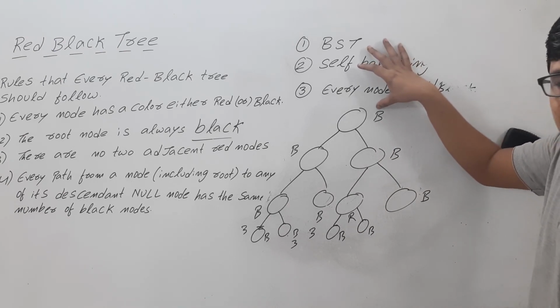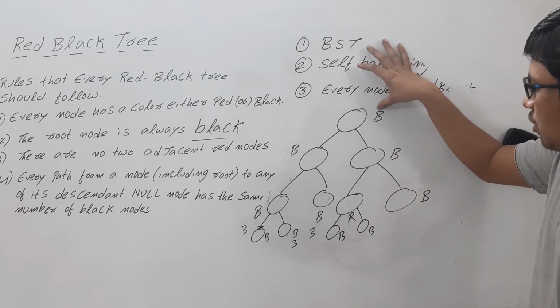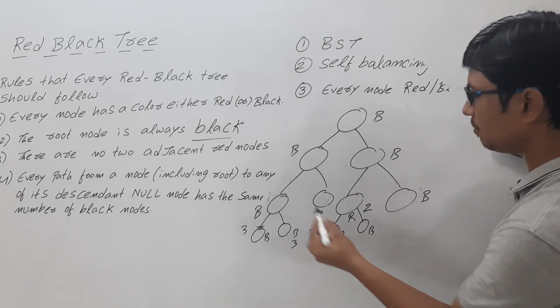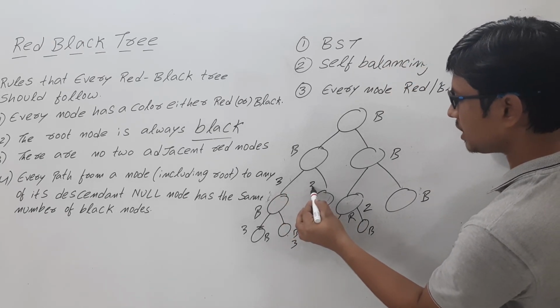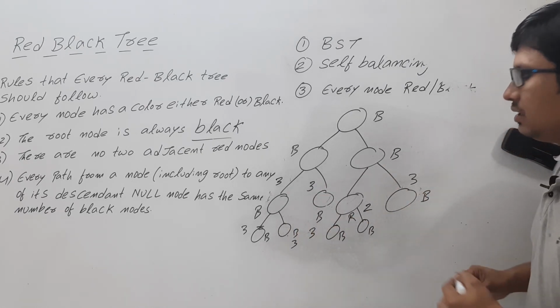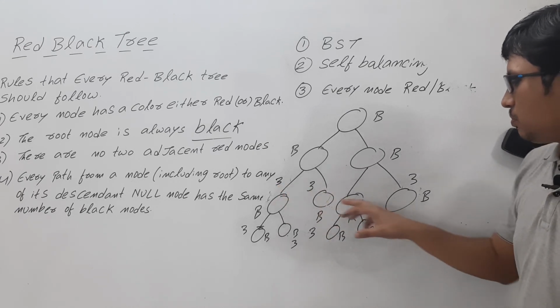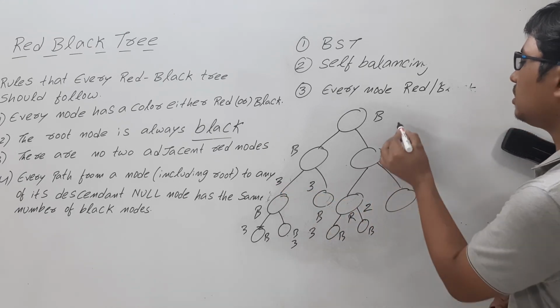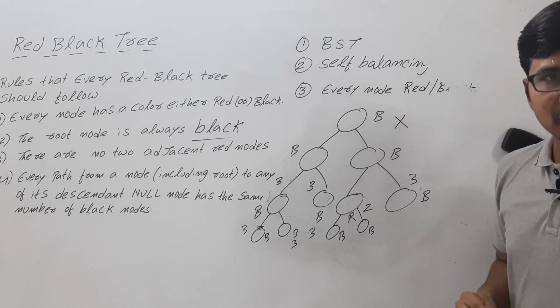Now if you look at it, how many black nodes does this one have? 1, 2. Only 2 black nodes are there. But here you have 3. From this path you have 3, in this path you have 2, in this path you have 3. Now if you look at it, each path will not have the same number of black nodes, so I can call this one not a red black tree.